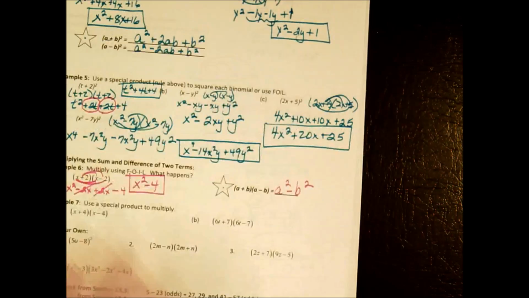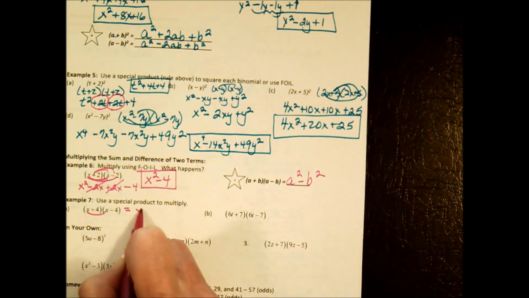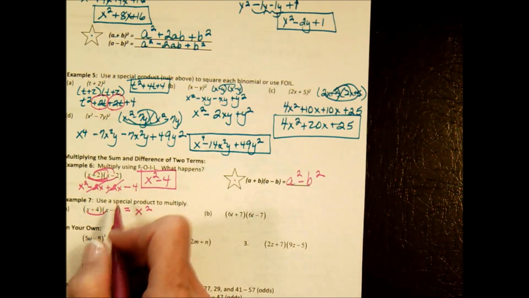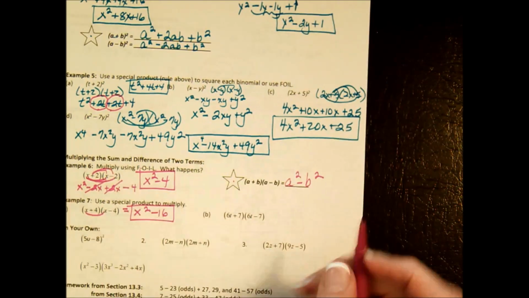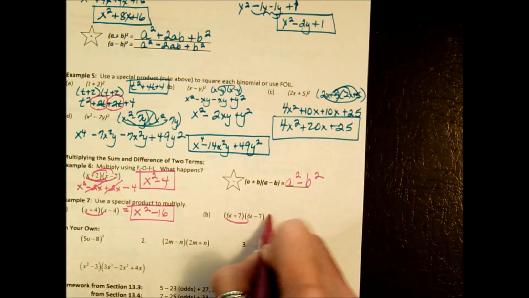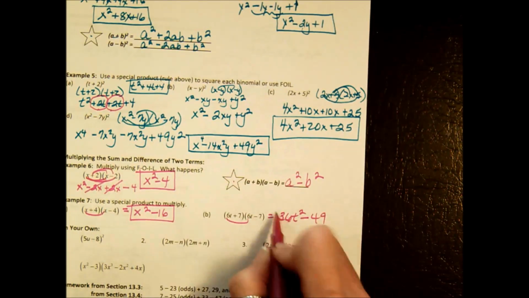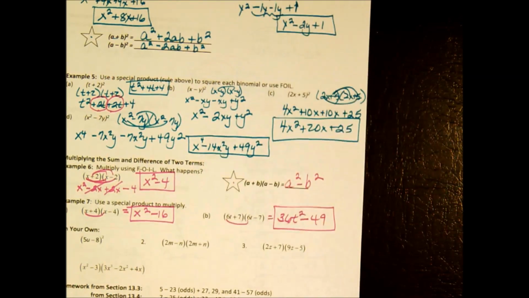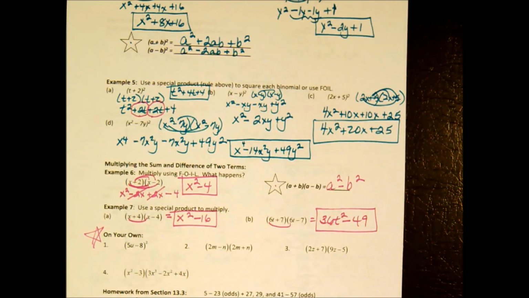So here, I really don't even need to FOIL it. I know it's going to be x squared. That's going to be a minus, this is going to be a plus, so they're going to zero out. Minus 16. It's the easiest ones of all to do. Here it's going to be 36t squared minus 49. O and the I zero out. There are 4 problems here for you to try on your own. And if you have questions, you can bring those to class.